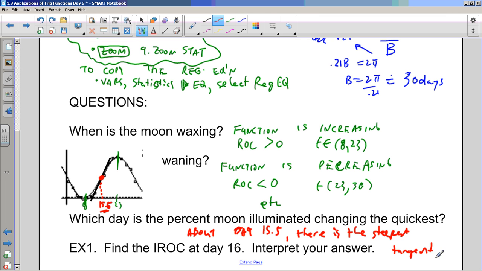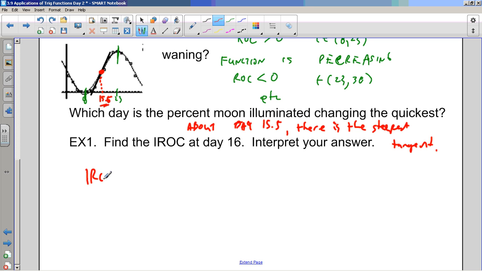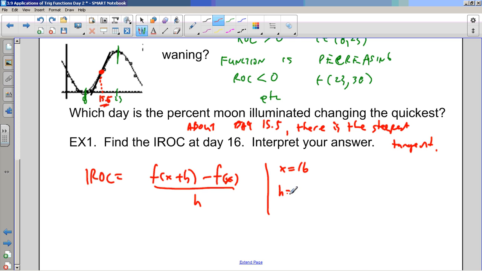And here's where we bleed into the IROC. The IROC at day 16. So IROC, remember, was f at x plus h minus f at x over h, where our x is 16, our h is whatever amount that we can possibly have patience enough, small enough to do, and smaller the better, but 0.01 is good. Now what's f? F at x is our model. That's that awful trig function, and we can choose which one we want here, which, you know, the regression model or the one that we came up with, this one.